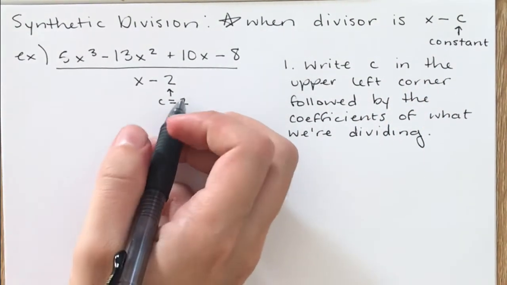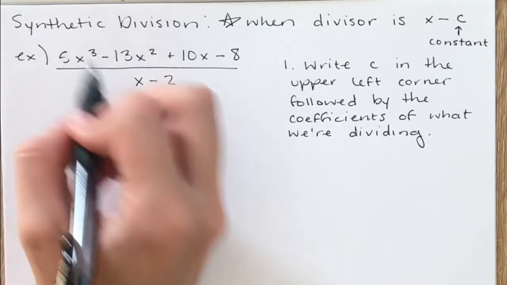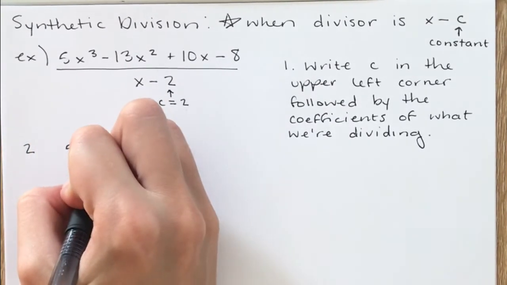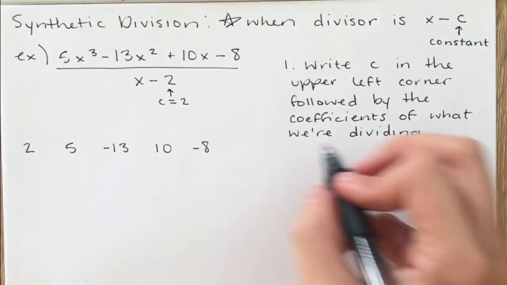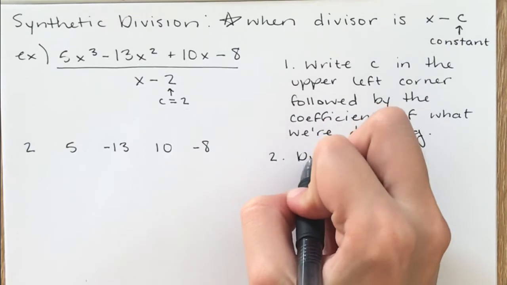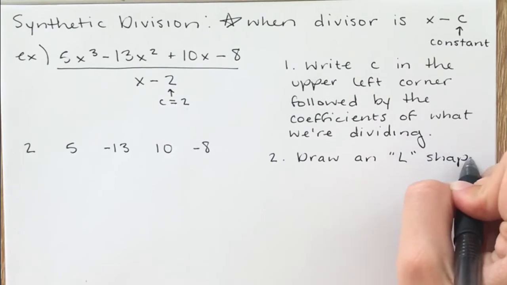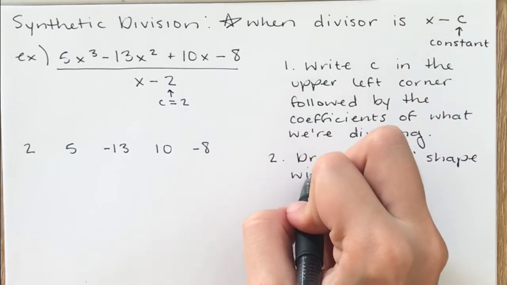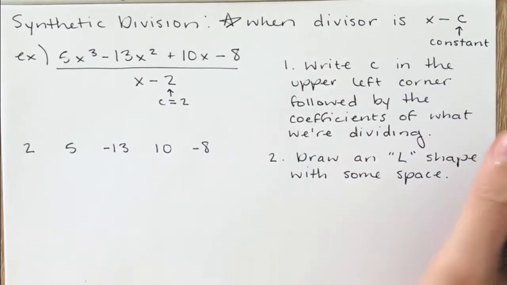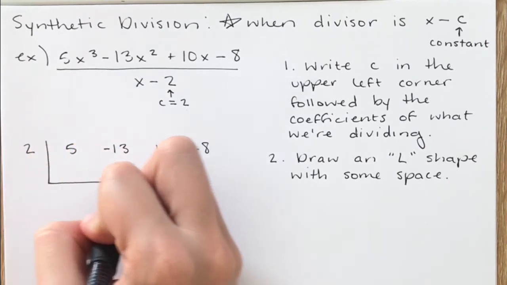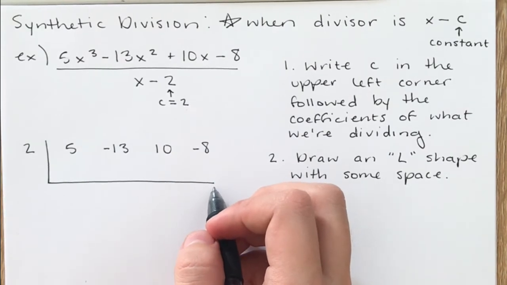So I'm going to do this problem over here. I have my c value of 2 in the upper left corner, followed by the coefficients. So we have 5, negative 13, 10, and negative 8. Step 2, we want to draw an L shape with some space. So that is going to look like this. It's an L with a long tail.